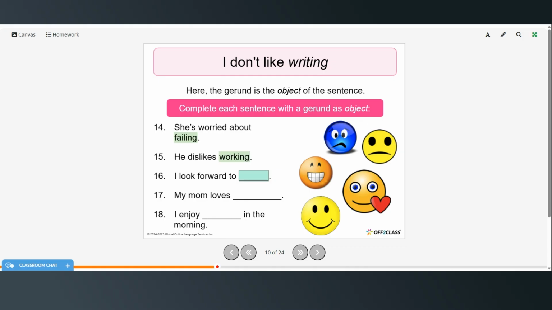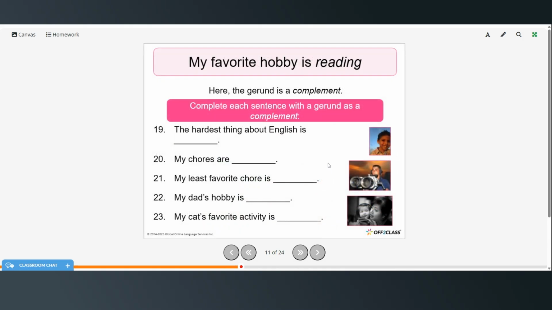I look forward to relaxing. My mom loves painting. And I enjoy exercising in the morning. And then here the gerund is a complement. So complete each noun with the gerund as a complement.